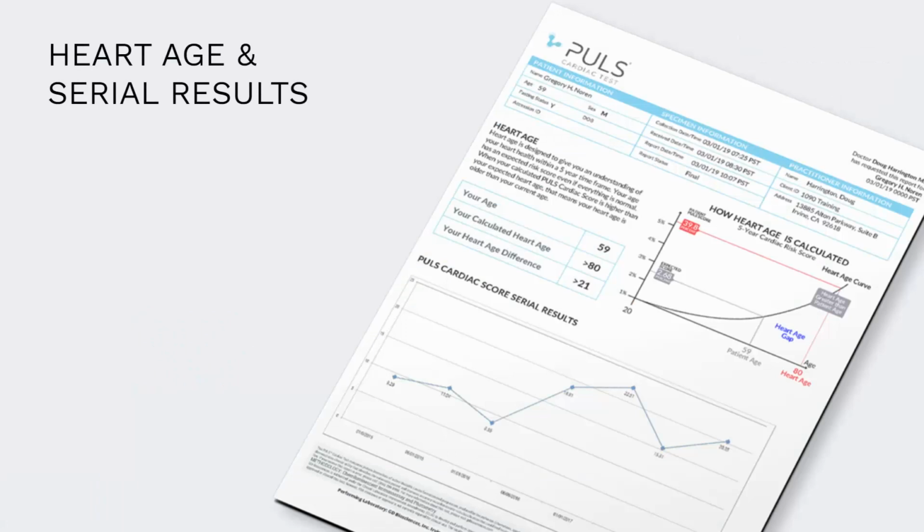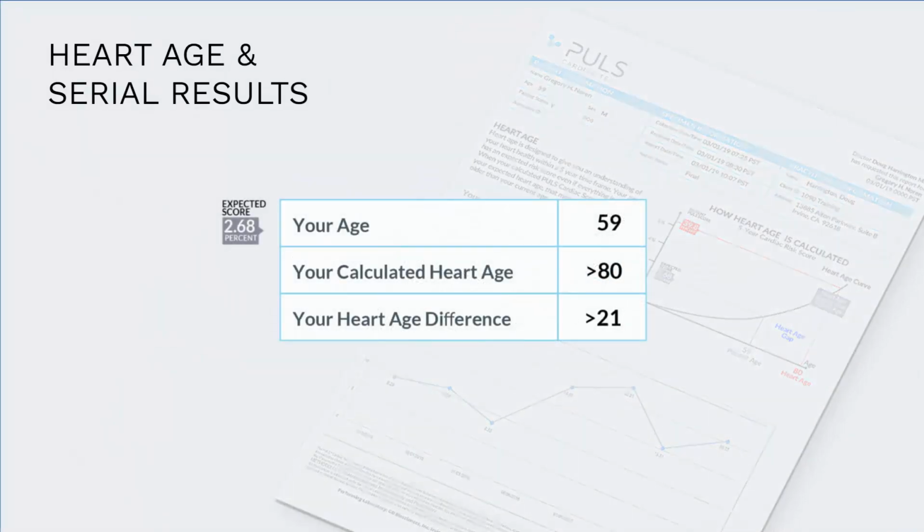Heart age is another way to understand the progression of the disease. Where relative risk looks at the likelihood of a heart attack compared to the control group of similar age and gender, heart age provides a simple way to grasp where the heart is chronologically compared to one's actual age, using the same score values. In this example, the patient age is 59. However, their calculated heart age is 80, a difference of more than 21 years. Note that heart age maximum will not exceed 80.